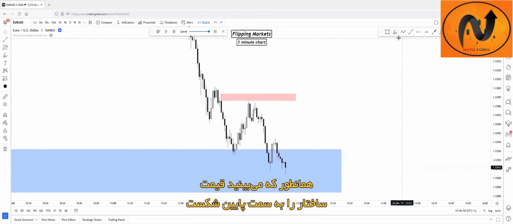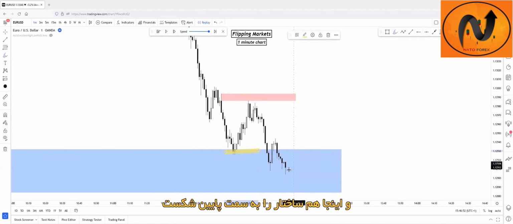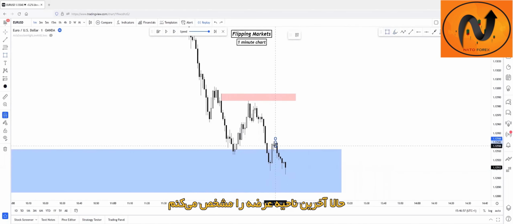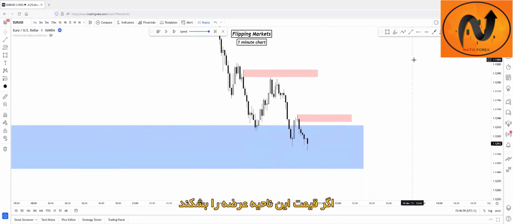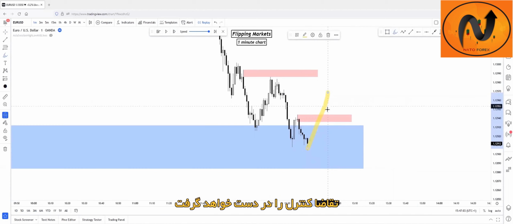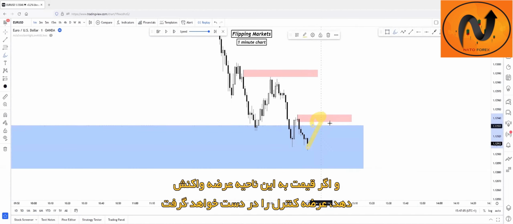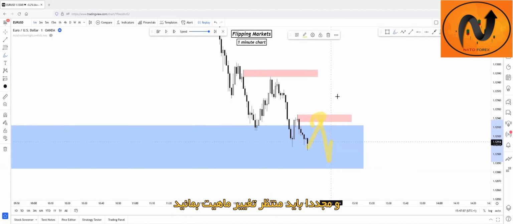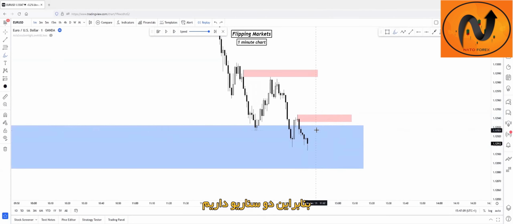As you can see, price broke structure to the downside here and broke structure to the downside here. So I will just mark out the last supply zone, which is this one. If price breaks through this supply zone, then demand will be in control. If price reacts on this supply zone, supply will be in control, and we will have to wait for a change of character again. So two scenarios here.